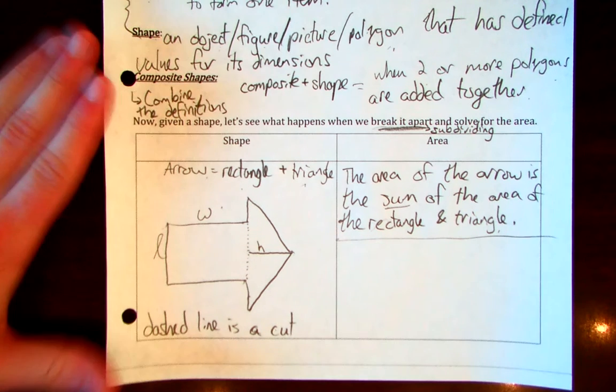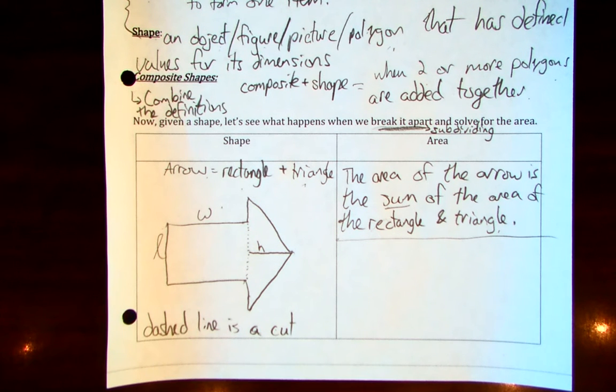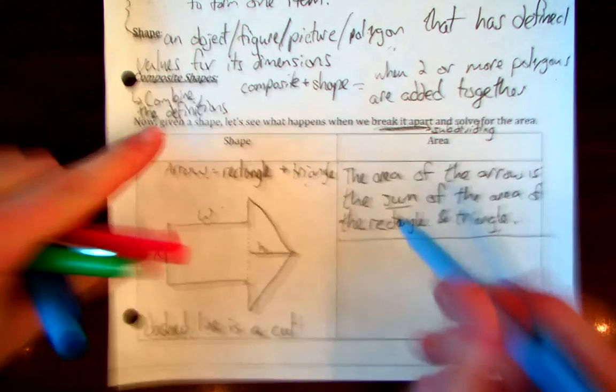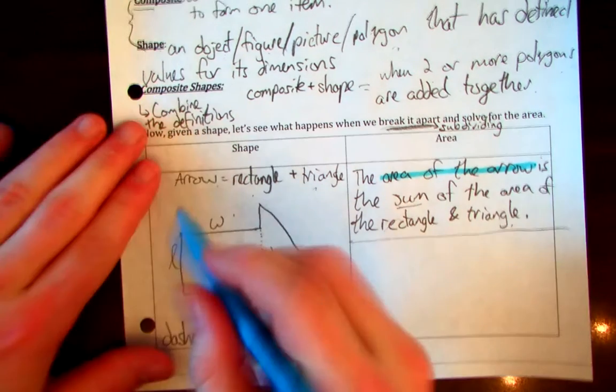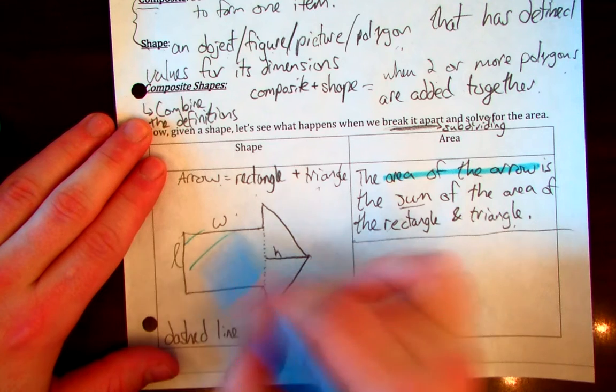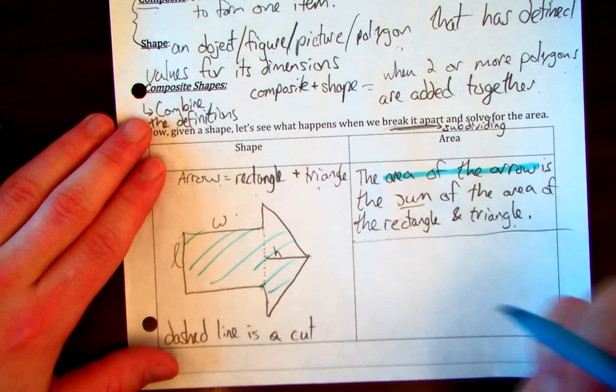So maybe if you want to, you can use a highlighter, you can use different colors. I personally like to either label my shapes or use different colors. So this is what I'm going to do. Let's go with this. I'm going to say the area of my arrow, that's going to be in blue. So that's this entire amount in here, okay?